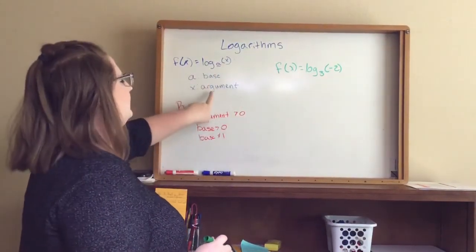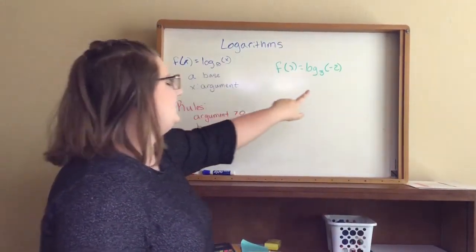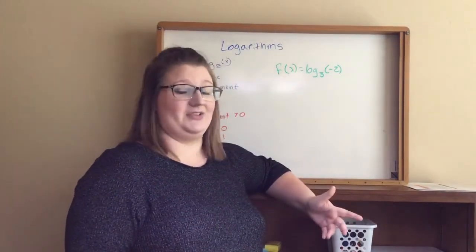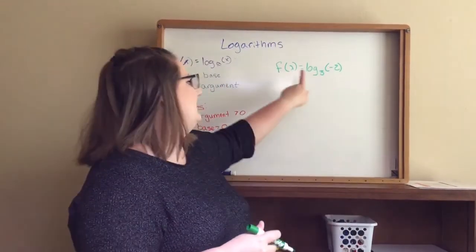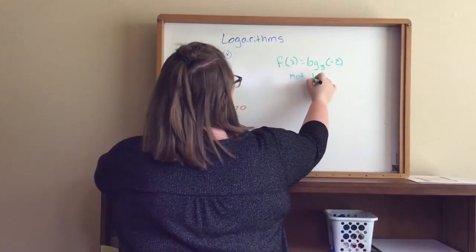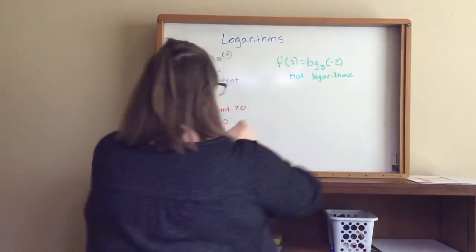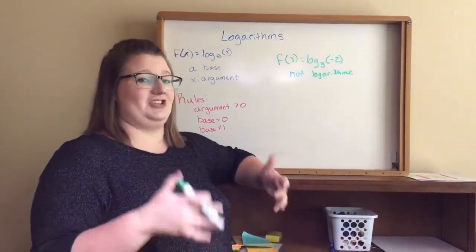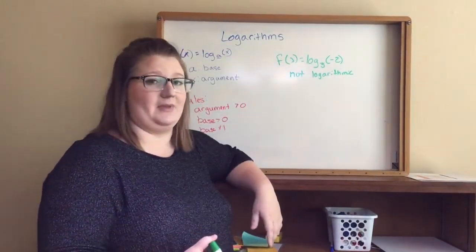So if we look to figure out where the argument is, what's in parentheses. So in our parentheses we have a negative 2. Well, negative 2 is not greater than 0. Negative 2 is less than 0. Because of that, this function is not a logarithmic function. It would not work. In fact, if you tried to type this into a calculator, it would give you a message saying error because we can't have negative 2 as our argument.